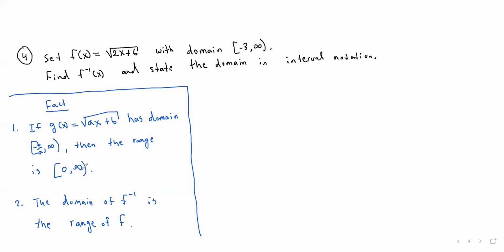So if you'll notice, in this case the a is 2 and the b is 6, and 6 over 2 gives 3. We have that minus b over a is minus 3. So we can apply this rule here. Immediately we know that by rule number 1, the domain of f inverse here is 0 to infinity. So we're just going to take care of that right away.